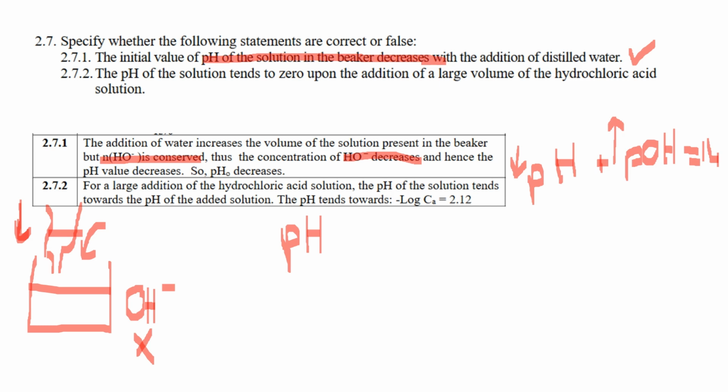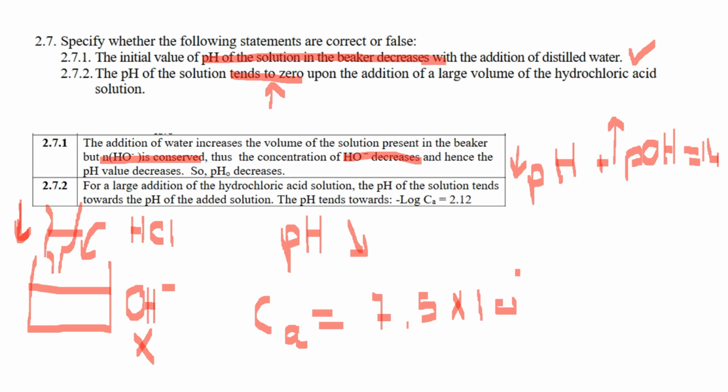So the pH of the solution will decrease, but here they are telling us that the pH tends to 0, and there is a question mark regarding the 0. The pH will decrease, but until which value? Is it actually 0? We should ask ourselves this question. We're adding this acid HCl, and we know from the previous questions that the concentration of HCl is equal to 7.5 times 10 power negative 2.